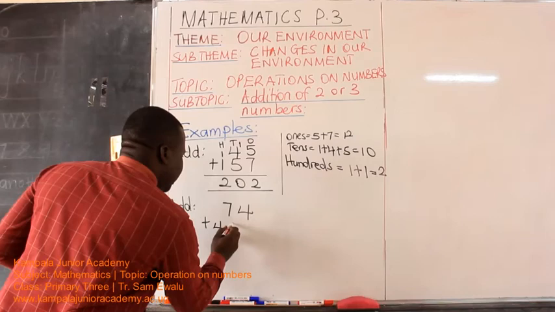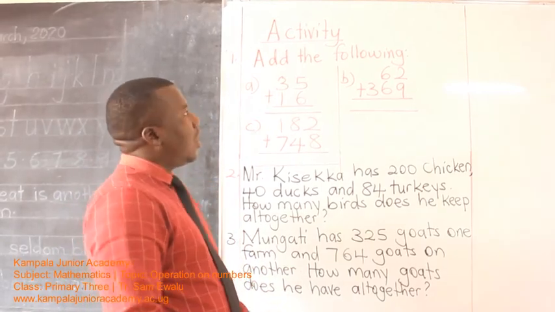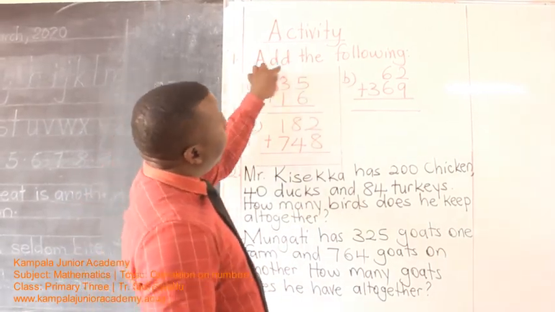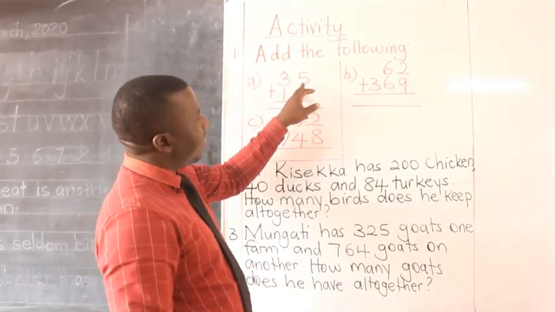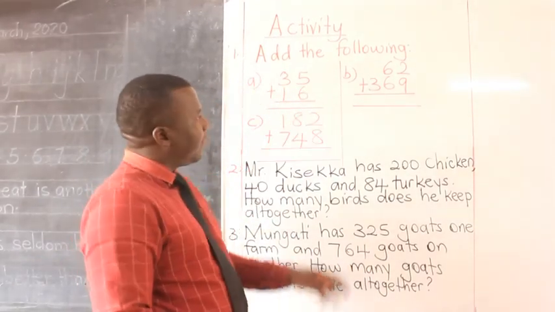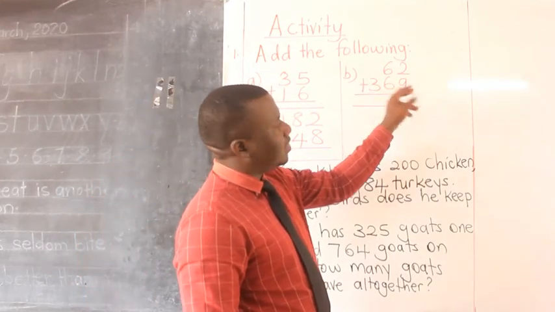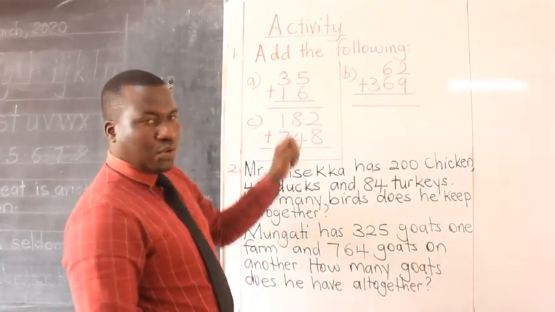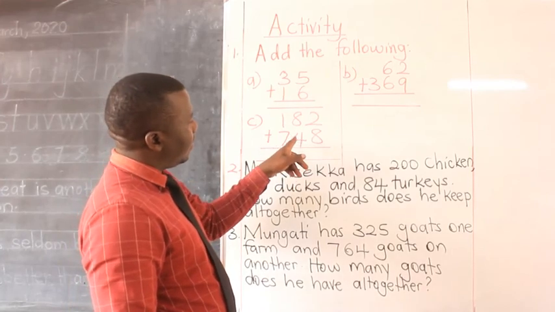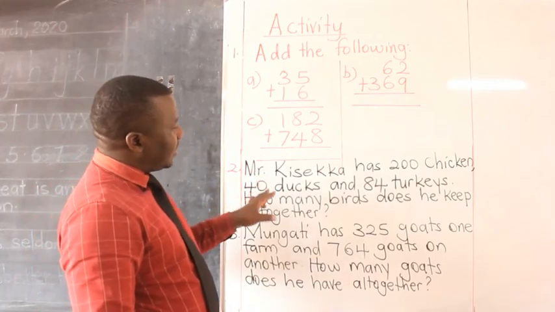Now let's move on to our activity. Now, dear children, this is the activity that you're going to do. Number 1 reads, add the following. Part A, 35 plus 16. Part B, you are adding 62 plus 369. And part C is 182 plus 748.